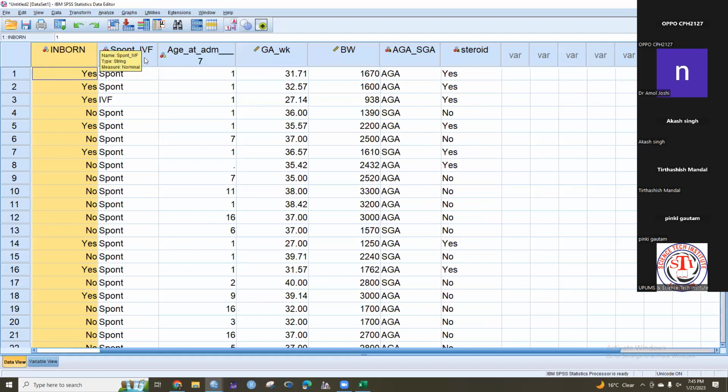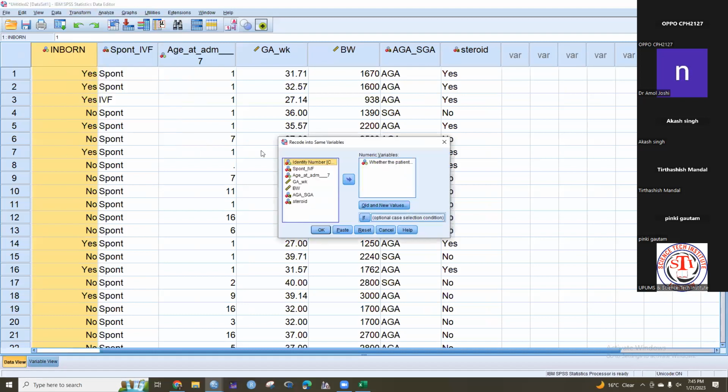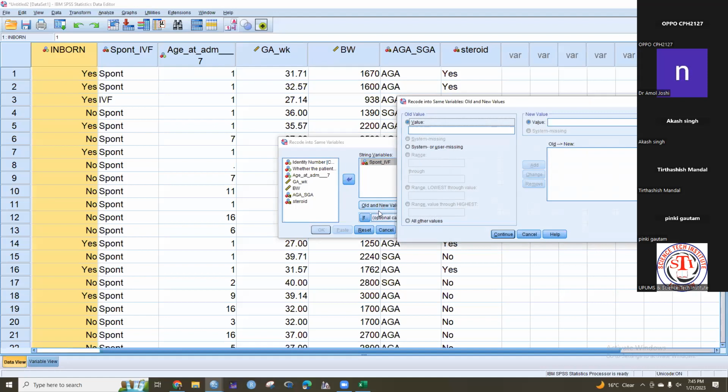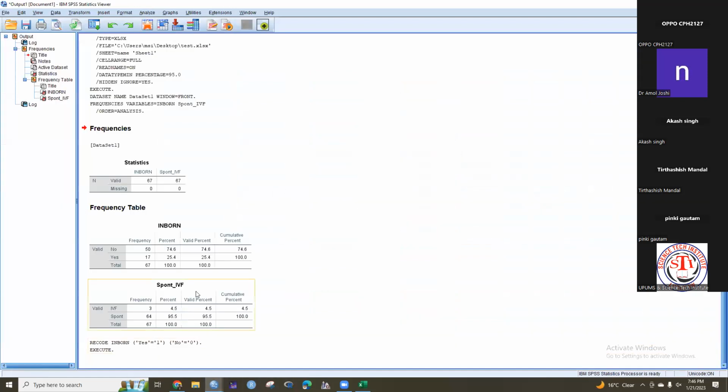I will again repeat this for spontaneous IVF. Just go to transform, recode into the same variable, and select spont IVF. Then click OK. Now, old and new values. What are the old values? In the output, let me cancel this. I have to check, there are SPONT and IVF, and this is case sensitive, so you have to remember. I will give 1 to the IVF and 2 to the SPONT.